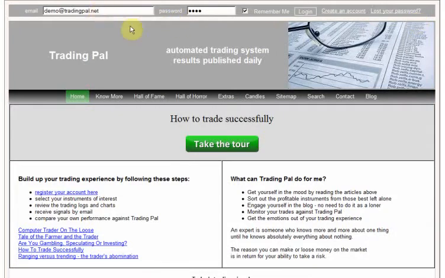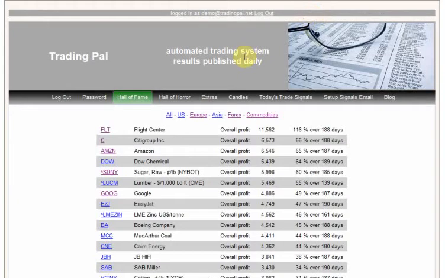I've got my email and my password here already, so I just click login and this is the main screen. Now, what is TradingPal? It's not a broker's advisory service. We're not recommending any stocks or any trades in particular.